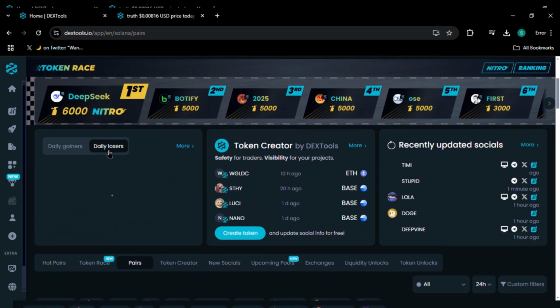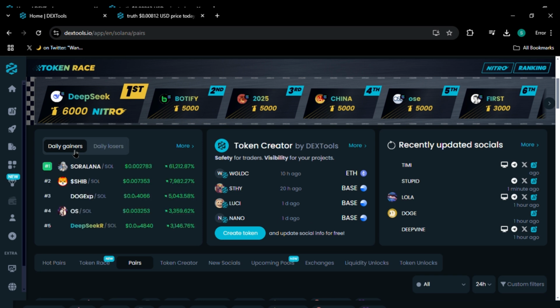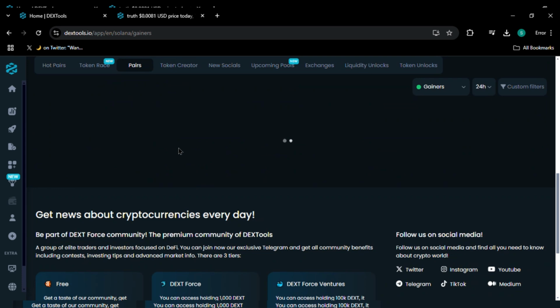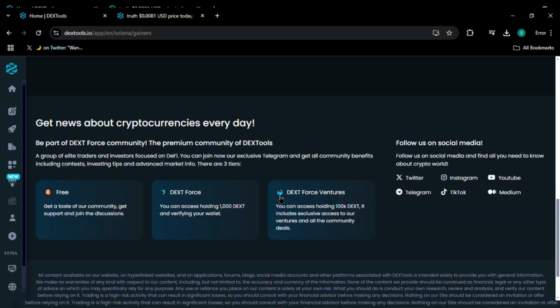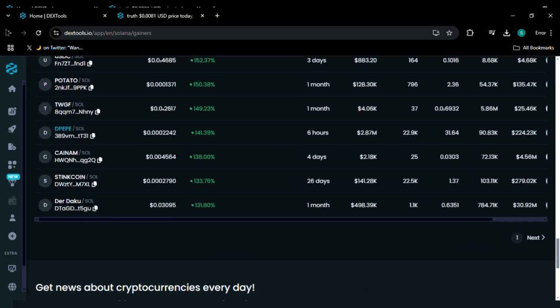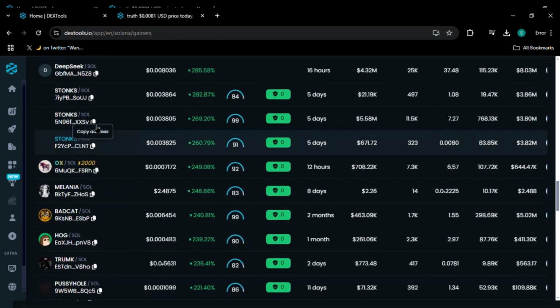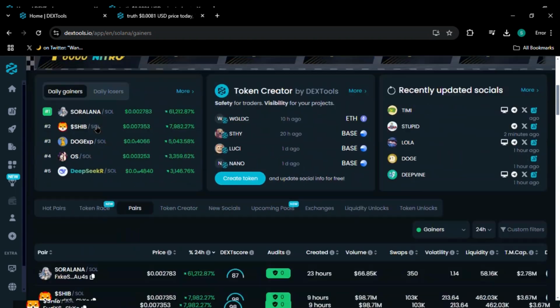You can also check the daily gainers and daily losers over here in order to know what meme coin is doing good and what meme coin is stagnating in the market right now. When you scroll down, you'll be able to see other stuff like a couple of meme coins over here, and there are different options regarding the meme coins.